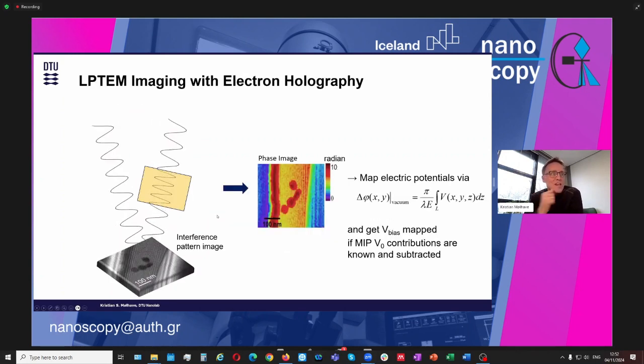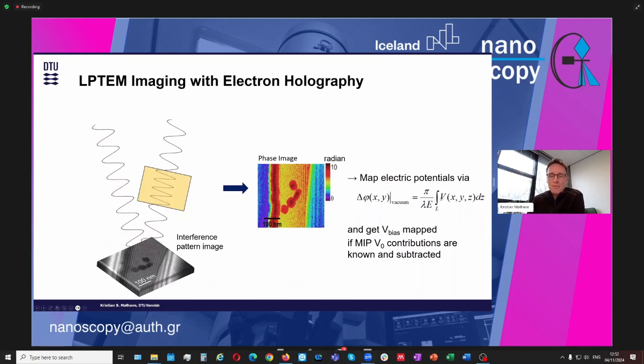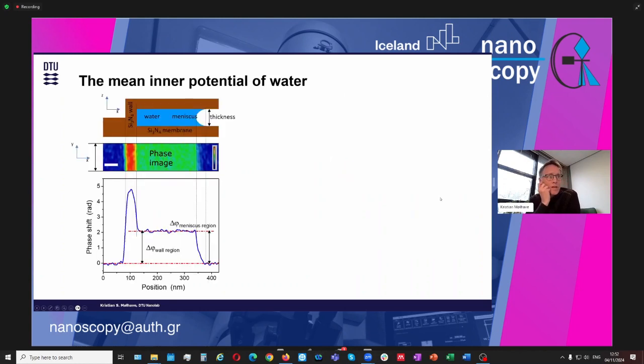Now, the phase change we observe by making an interference pattern of our unperturbed beam and our perturbed beam on our detector. And then from that image, with a little mathematics, we can recreate a phase image so that each pixel tells us the phase change we had in that position. And that phase image then gives our potentials through this integral. And first of all, we need to know that mean inner potential. So what we did was we took a nanochannel, filled it with some water. This is a cross-sectional view. There was a bubble in it as well.